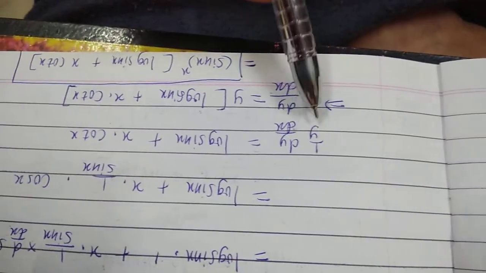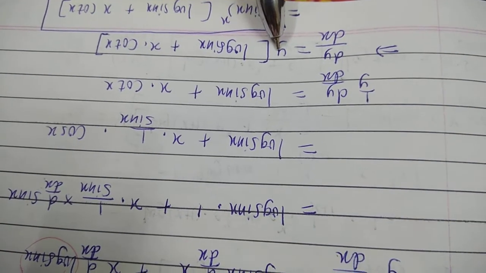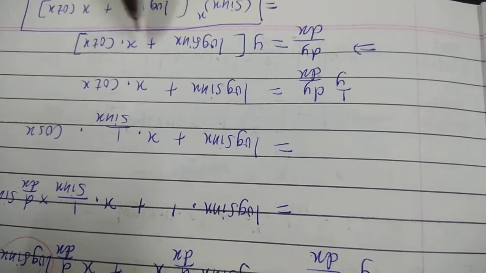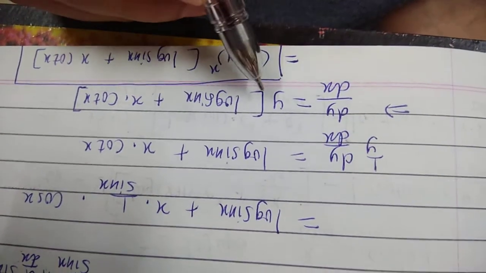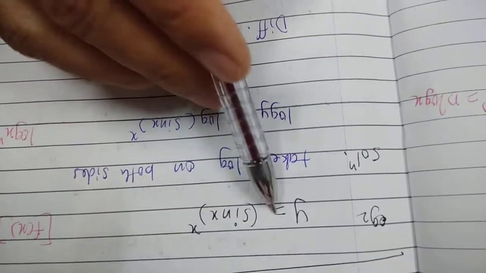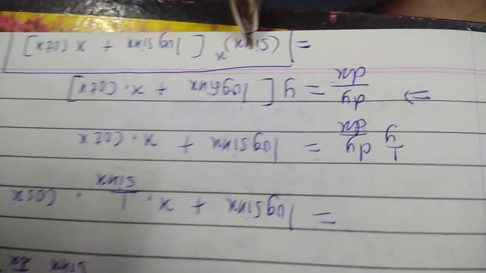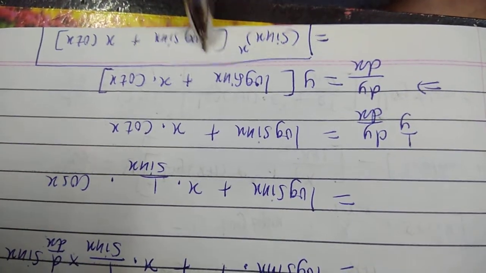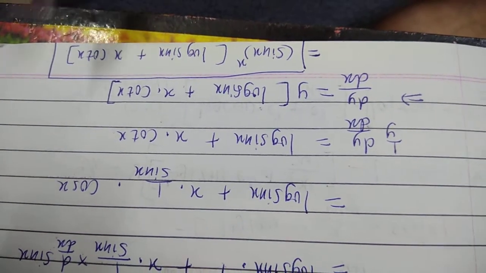If you take 1 upon y from the left side to the right hand side, it will be y multiplied by log of sin x plus x cot x. And y from the main question, again like the previous problem, the value of y is sin x raised to x. You can put here sin x raised to x multiplied by log of sin x plus x cot x. So this is the solution for this.